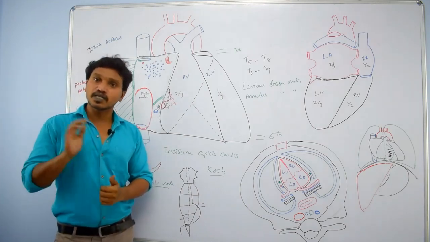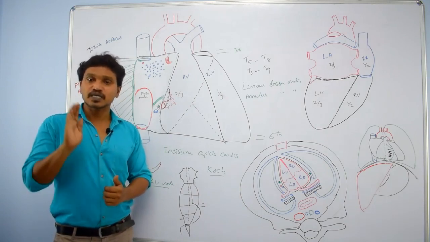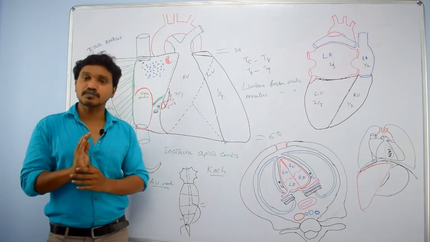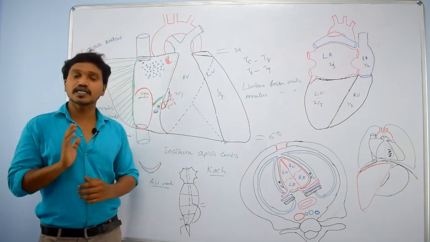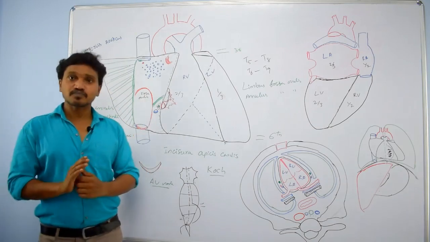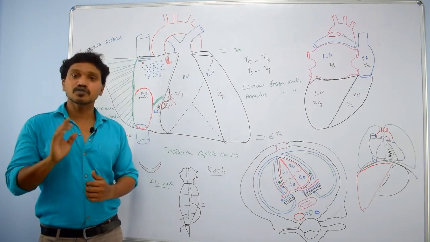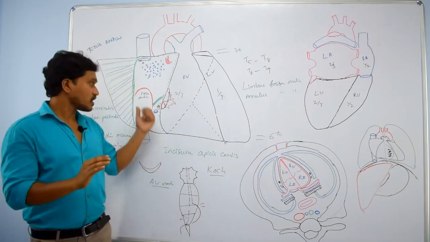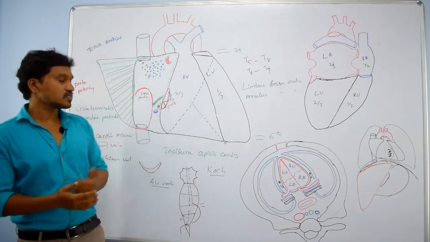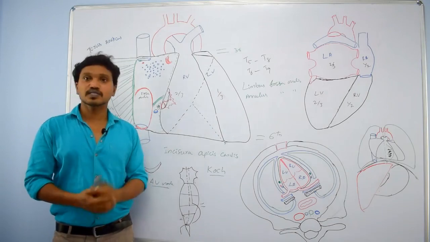Then the interatrial septum. The interatrial septum is developed from both the septum primum and septum secundum. The septum primum forms the fossa ovalis. That means the fossa ovalis is embryologically derived from the septum primum. The septum secundum forms the limbus fossa ovalis. That means the limbus fossa ovalis is embryologically derived from the septum secundum. Clear? So these things you have to write. Clear? So that's it about the right atrium.